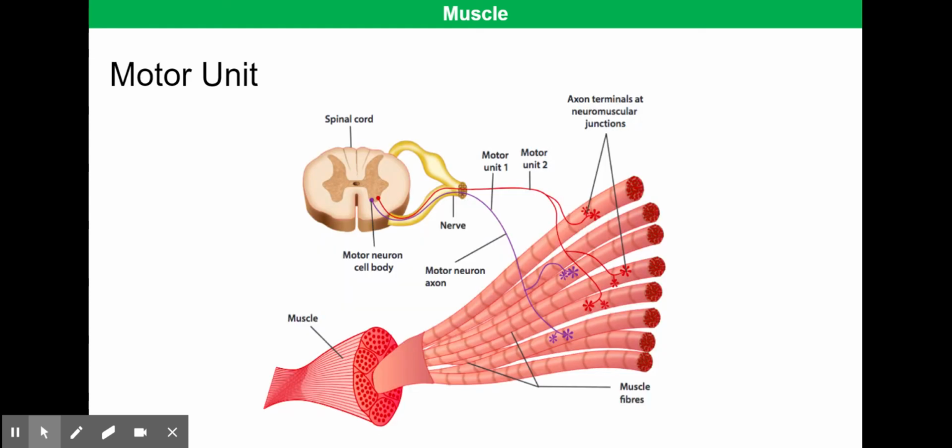Some motor neurons stimulate single muscle fibers. However, many motor neurons divide and connect to several muscle fibers. All these muscle fibers contract together, providing a stronger contraction, and this is called a motor unit.